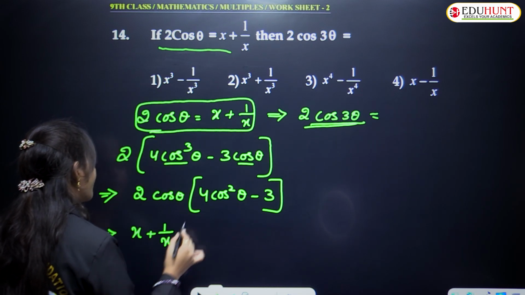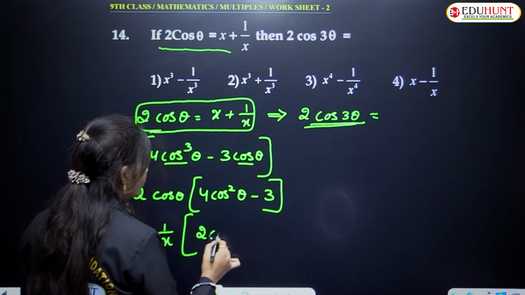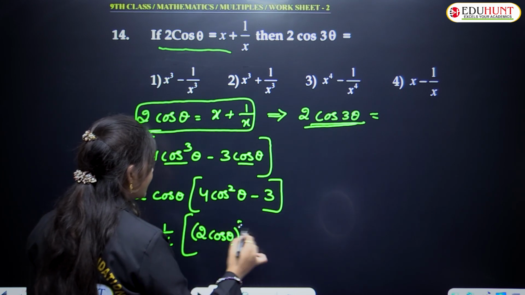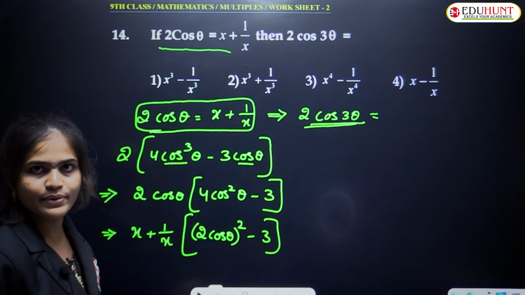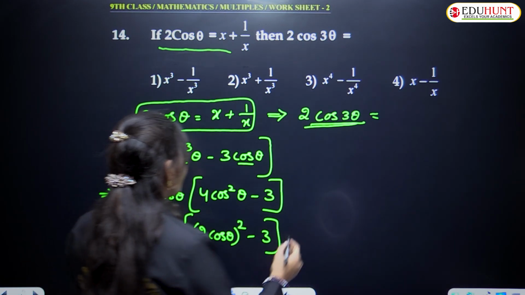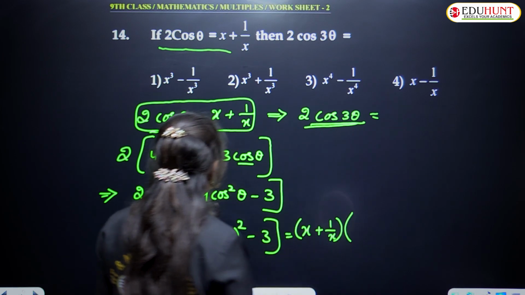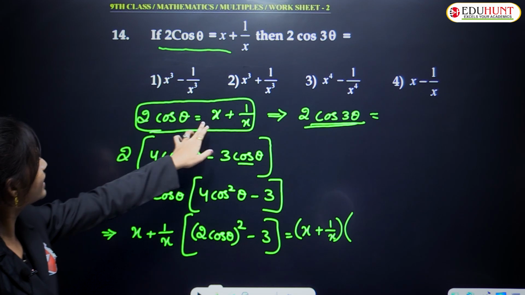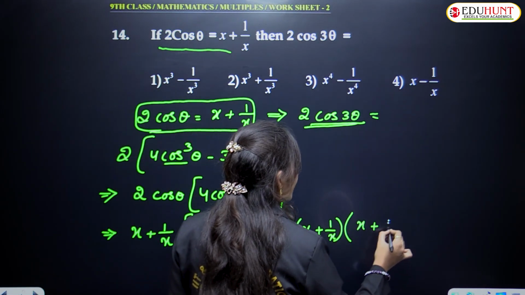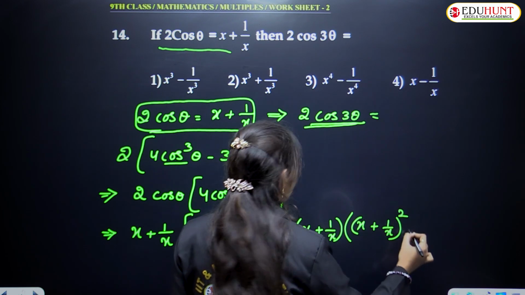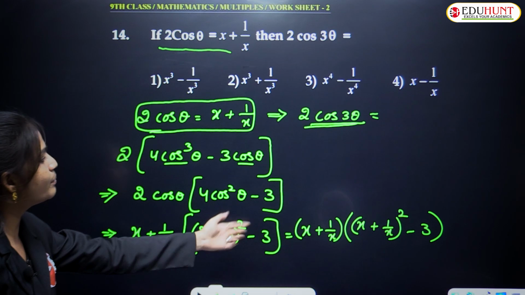Here, 4 cos square theta means 2 cos theta whole square. Shall we write like this? 2 cos theta whole square, again that is 4 cos square theta. Am I clear? So it equals x plus 1 by x into, here 2 cos theta value is already given, so that's why we wrote it like that. So that is x plus 1 by x whole square minus 3.